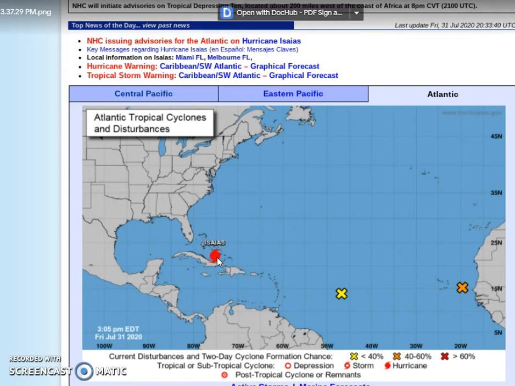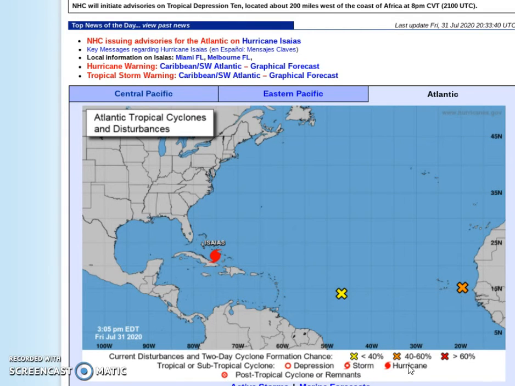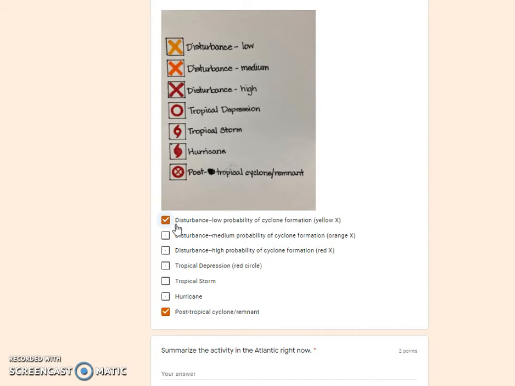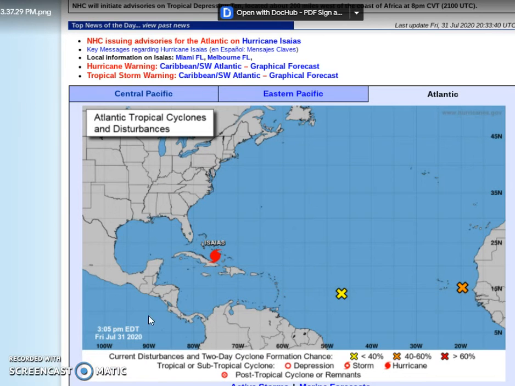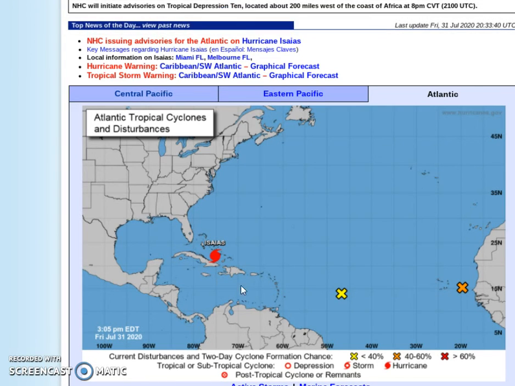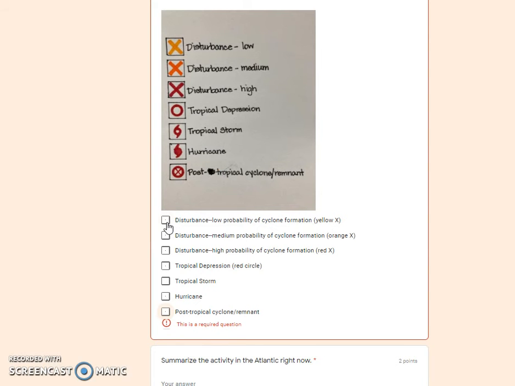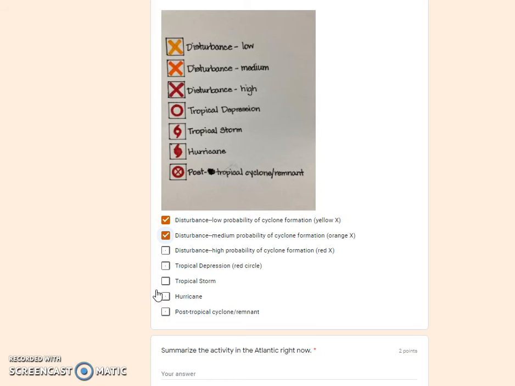This is back when Isaias was actually a hurricane. So this is a hurricane symbol right there. And then we have two X's. So we have two tropical disturbances that are being watched: one with a relatively low chance of forming, and the other one with a medium chance. So if that is what you saw, you would go back here. Let's clear these out. And you would instead click the one that indicates hurricane, the one that indicates disturbance, low chance, and disturbance, medium chance. So you would click this one, and this one, and this one.